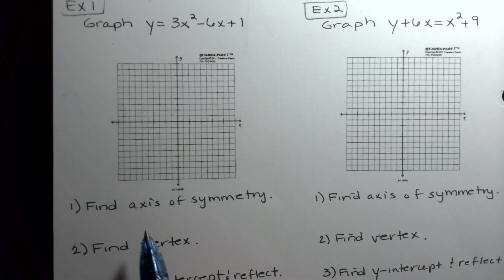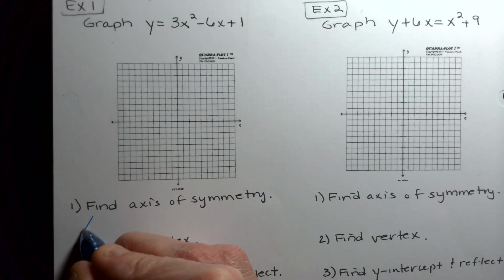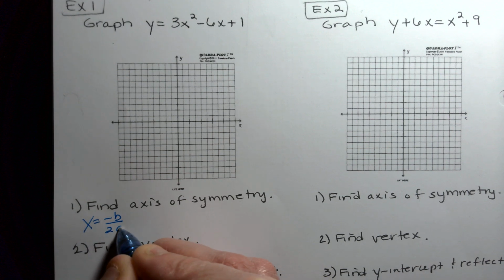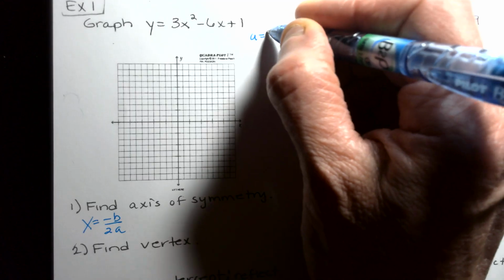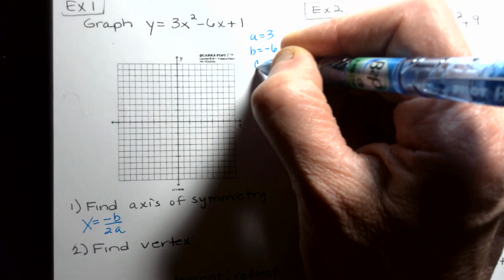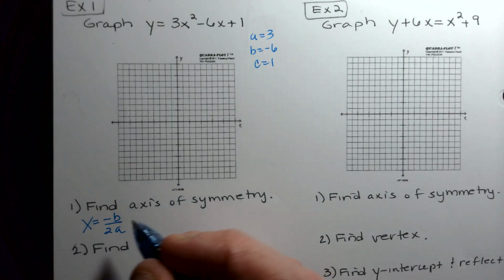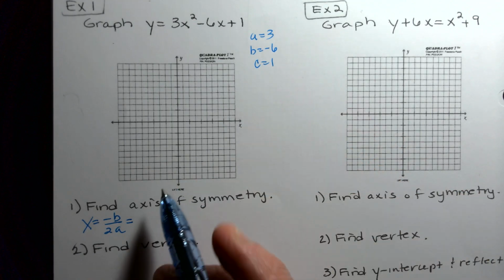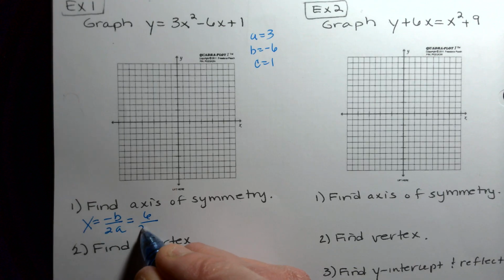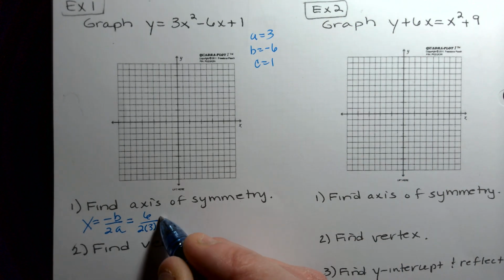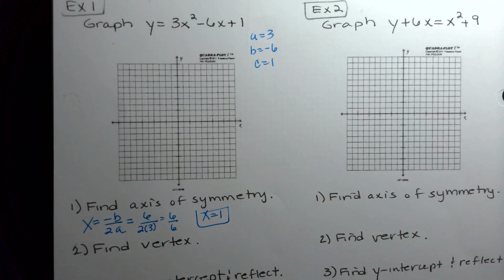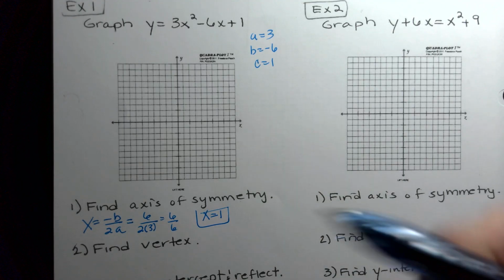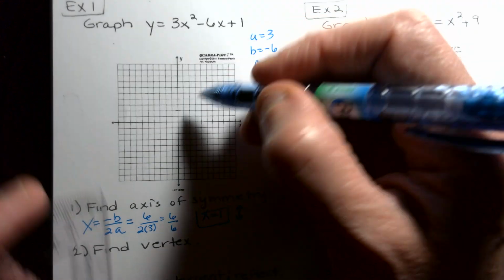So first we're going to do step 1, find the axis of symmetry. You know the formula. It's x equals the opposite of b over 2a. And let's just go over here and write what a is. A is 3, b is -6, and c is 1. So plug those in. Opposite of b, -6, is +6, over 2 times 3, 6 over 6, x equals 1. Now put that on your graph. So x equals 1 again is a vertical line. So we're going to find 1 right here.